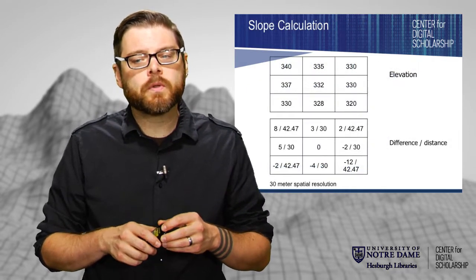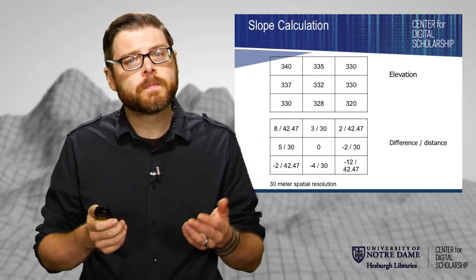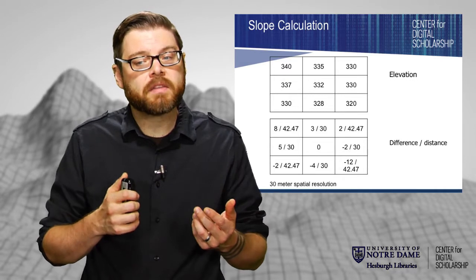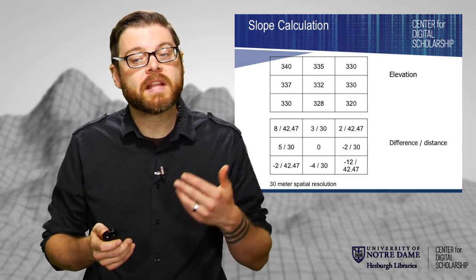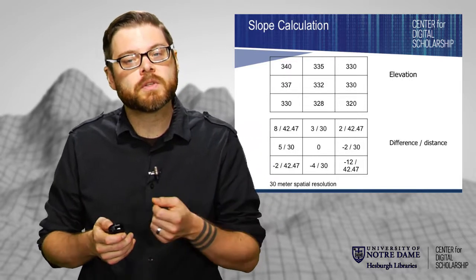But just as an example, this is what it would look like to find the maximum slope for this one central pixel with these other 8 around it. We're going to simply do the math on it, find the maximum slope, and then that's what's recorded in that new cell as the slope of that particular cell.